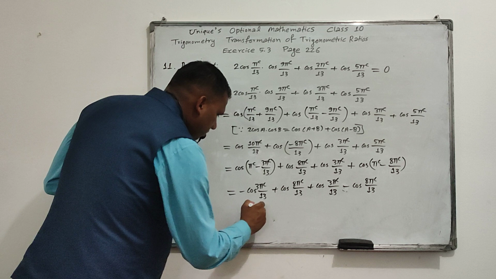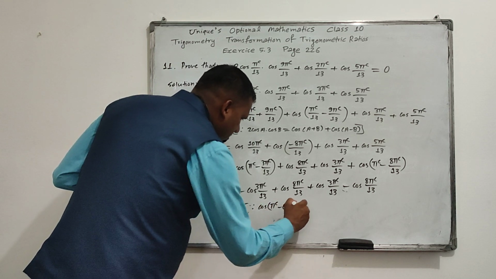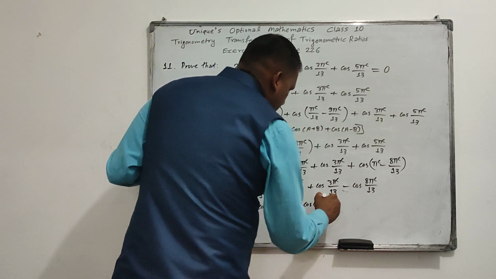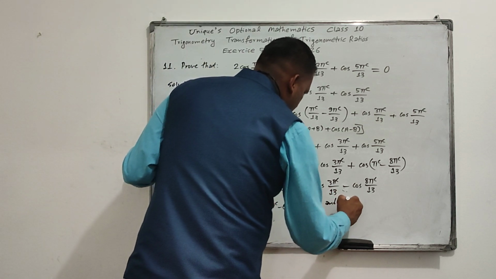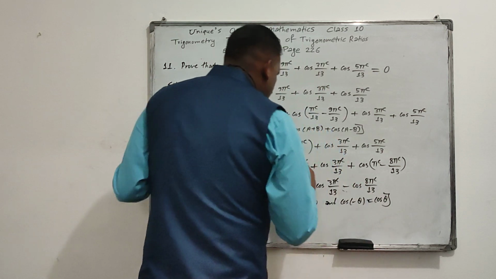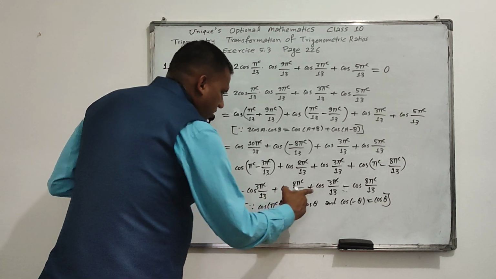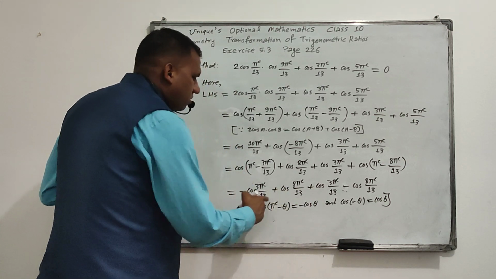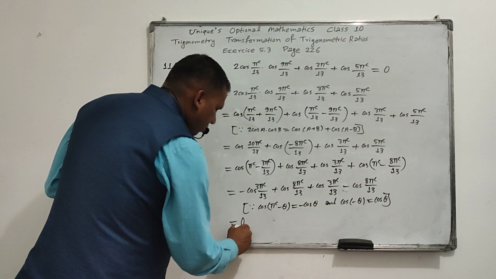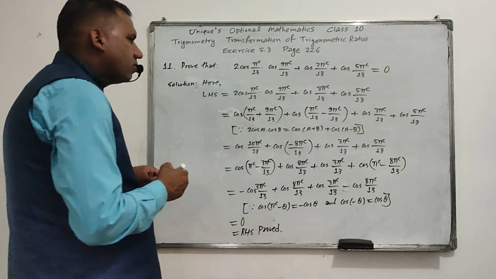Because cos of pi minus theta equals minus cos theta, and cos of minus theta equals cos theta for this one. This equals this, and the first and third cancel out, the second and last cancel out, remaining sum is 0, which is the RHS. So it is proved.